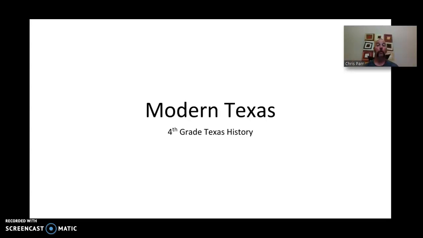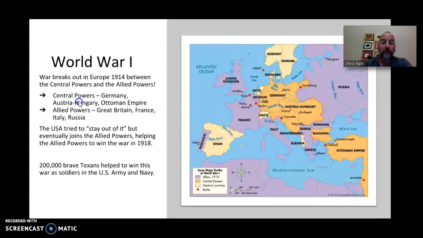Texas is going to become more of a modern state, less of a frontier state where there's not many people and not much going on other than ranching. So we're going to bring a lot of change into Texas. Let's start off by talking about some of these changes. Some of these changes happen in other parts of the world that ended up affecting us living in Texas. The first thing is World War One.